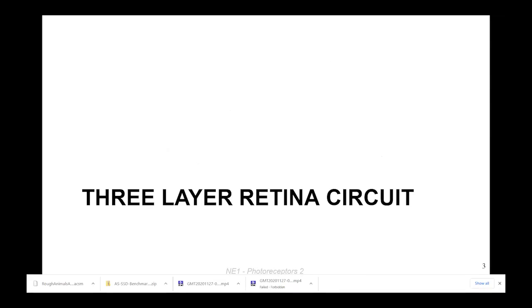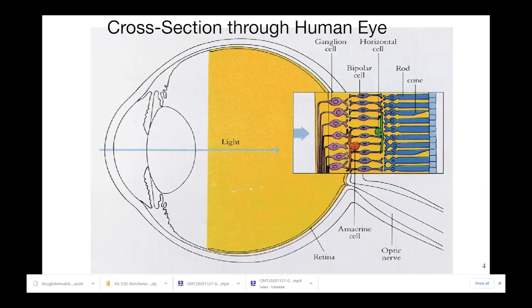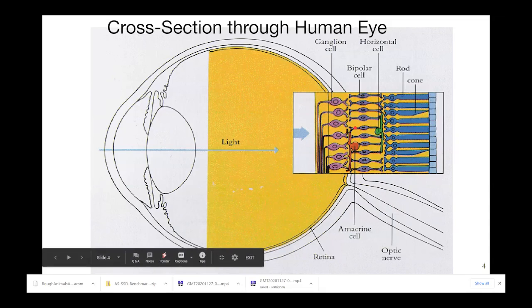Okay, so here's the famous three-layer retina circuit, which is a model of how our eyes work. You remember this picture, right? From last time, how you have these layers of cells starting with photoreceptor, bipolar cells, ganglion cells. Those are the three layers: photoreceptor, bipolar, ganglion. Along the way, there's the horizontal cells and amacrine cells. And then they come out as spiking neurons going to the brain.